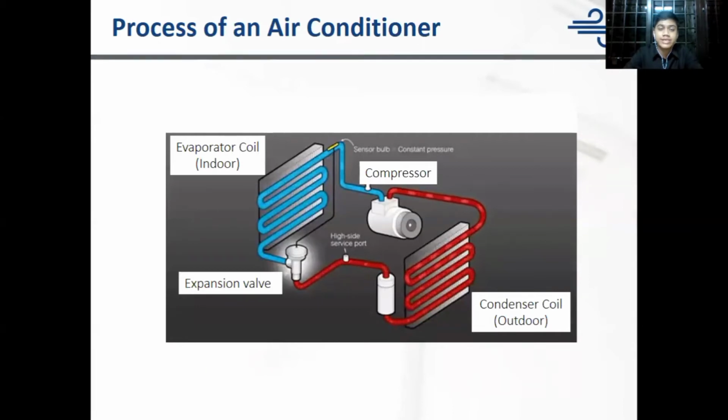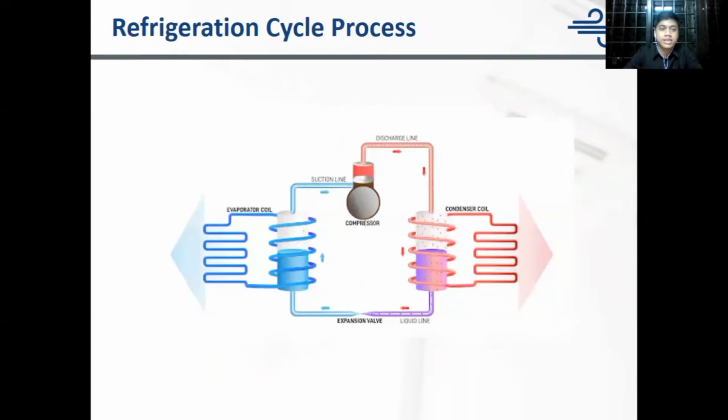Then the condenser coil will release the heat with the help of the fan at the condenser. Then the refrigerant will condense into a cold liquid and then go to the expansion valve. Then it changes to a cool vapor before it goes to the evaporator coil again and is released into the room. This process is repeated, which we call the refrigeration cycle process.